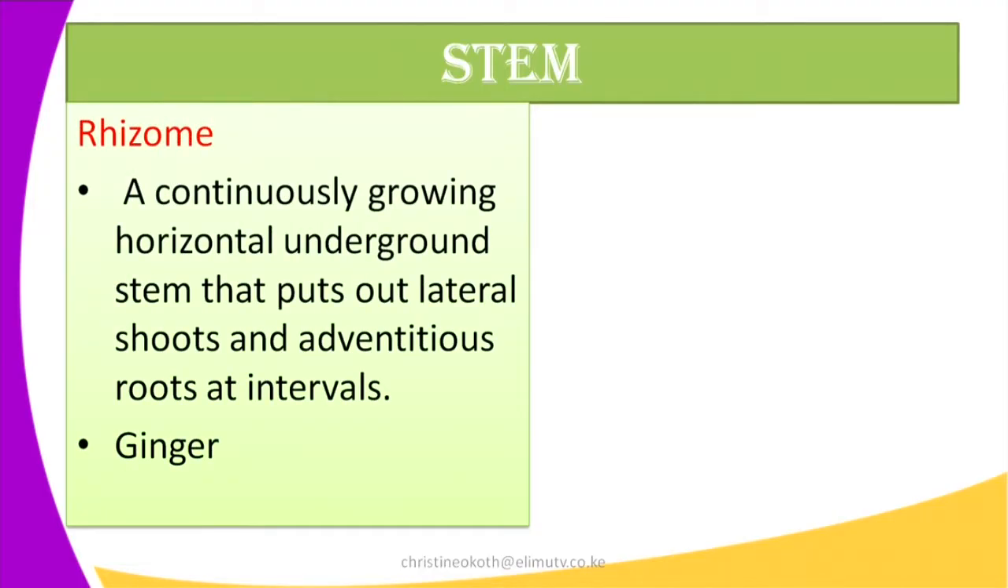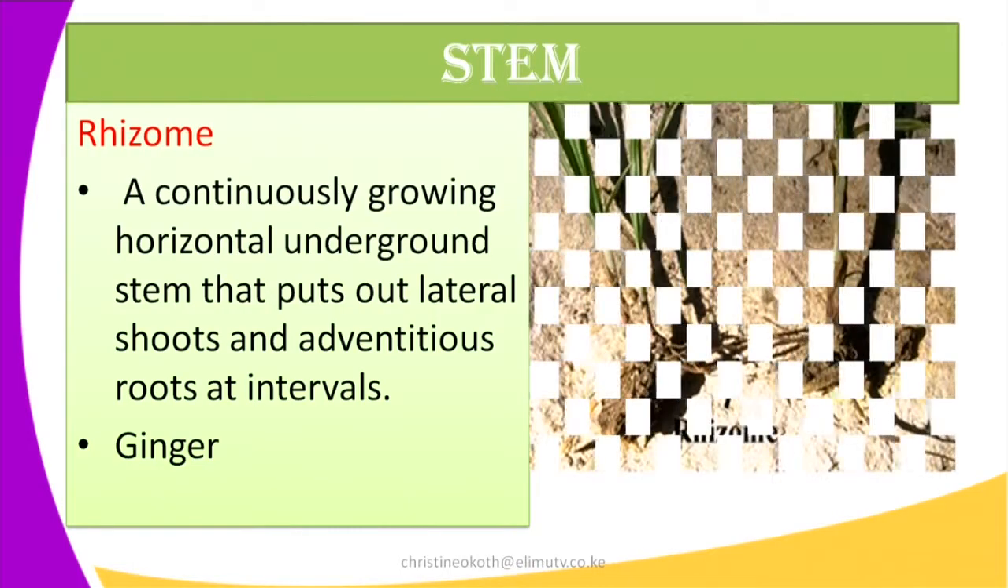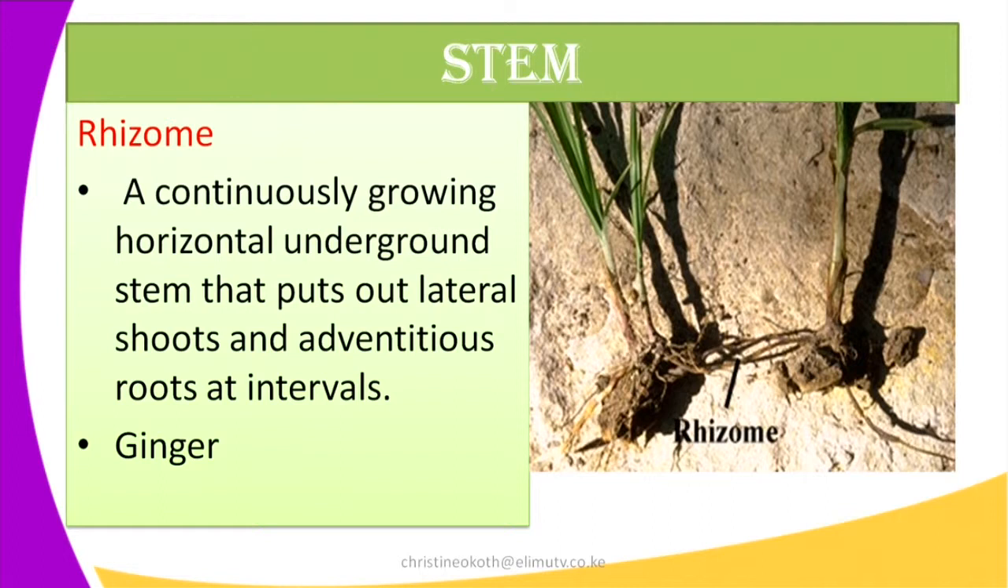Another example of a stem is what we call the rhizome. This is a continuously growing, horizontal underground stem that puts out lateral shoots and adventitious roots at intervals. Looking at our illustration, you can locate where the rhizome is. It's just above the ground. It's a continuous growing stem. An example of a plant that normally has a rhizome is ginger.